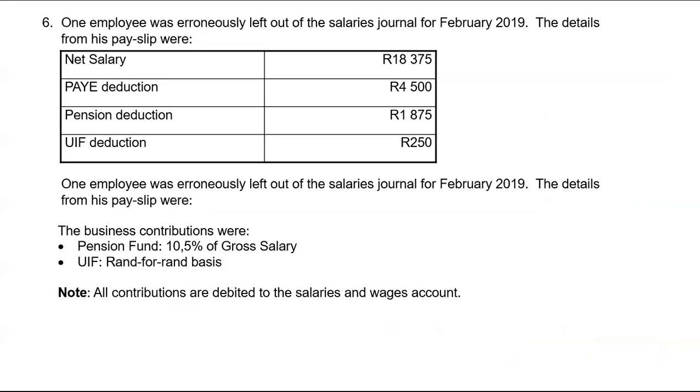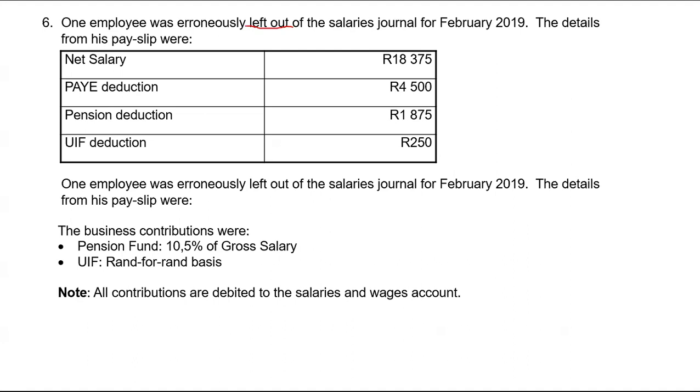Number 6. One employee was erroneously left out of the salaries journal for February. Left out. So that means we need to add them back. The details of his pay slip were as follows. They gave us the net salary as well as deductions.